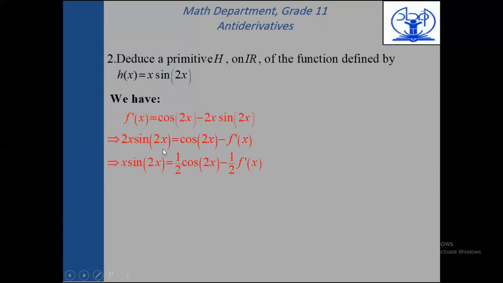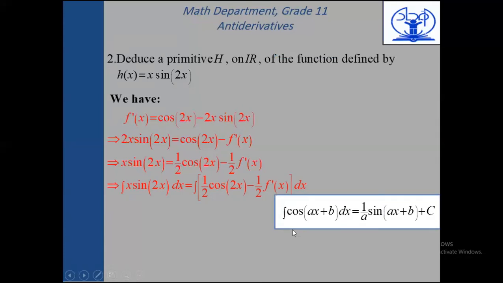Now I need the integral of this, so I need to integrate the right-hand side. Is the integral of the right-hand side easy? Yes, because the integral of cosine 2x is a formula, and the integral of f prime is the easiest possible question. The integral of f prime is a function whose derivative is f prime. That's f. So the integral of x sine 2x is the integral of half cosine 2x minus half the integral of f prime of x.